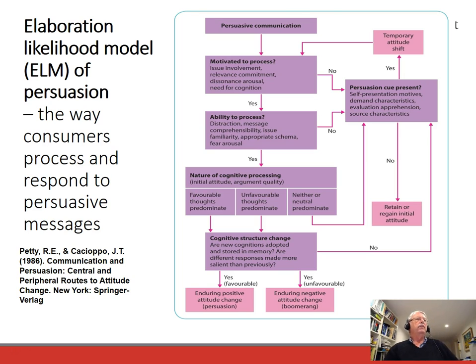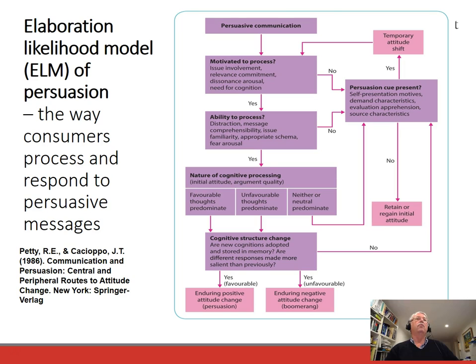Another thing which becomes important in relation to how to persuade particular kinds of consumers is what we call the elaboration likelihood model of persuasion. Basically, this is about the way consumers process and respond to particular messages. One of the seminal papers was developed by Petty and Cacioppo back in 1986, and they discussed what they called central and peripheral routes to attitude change.